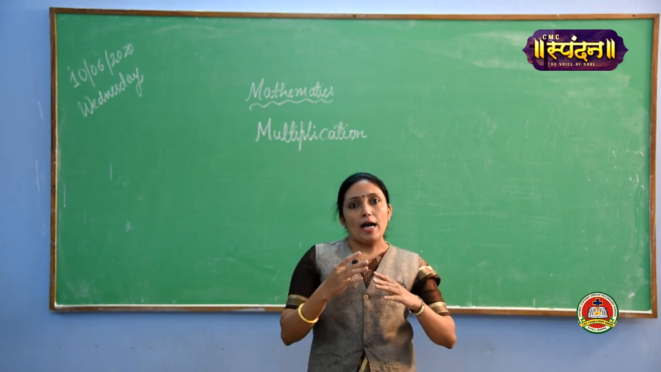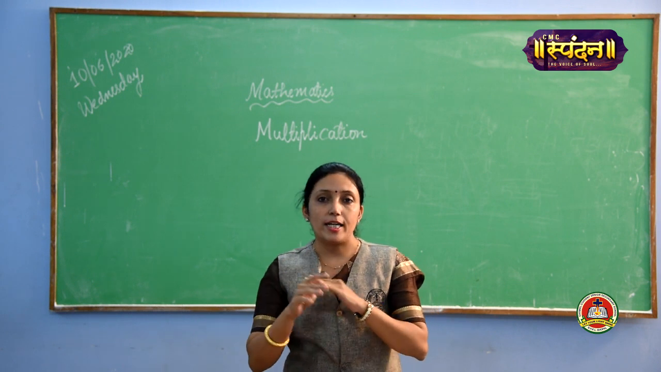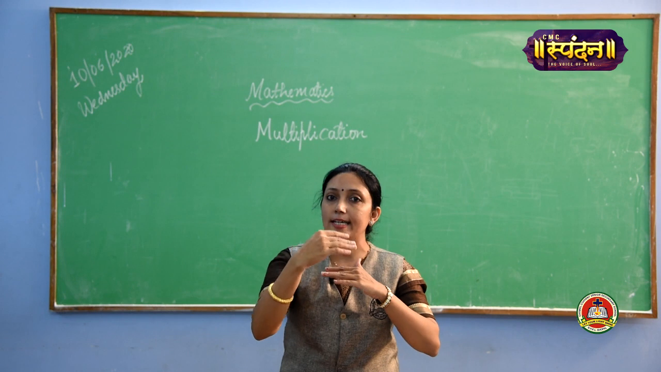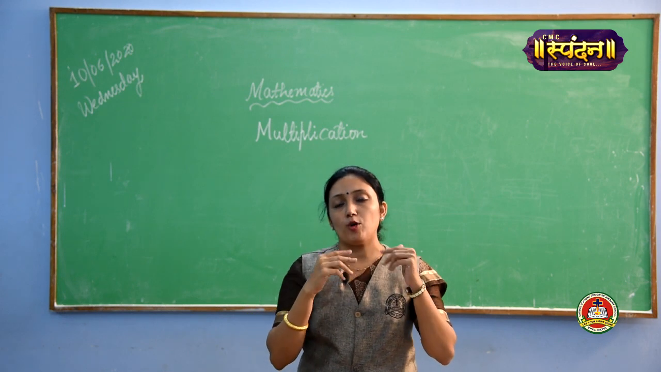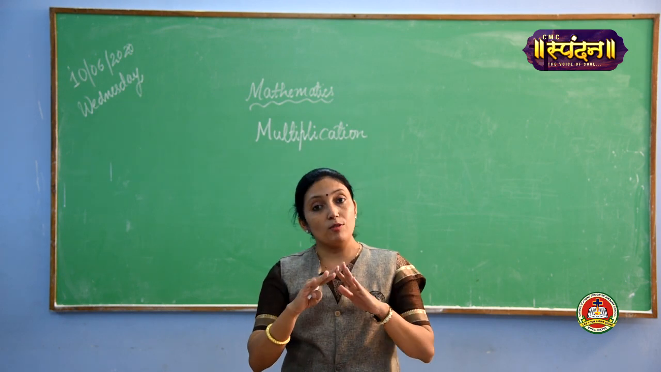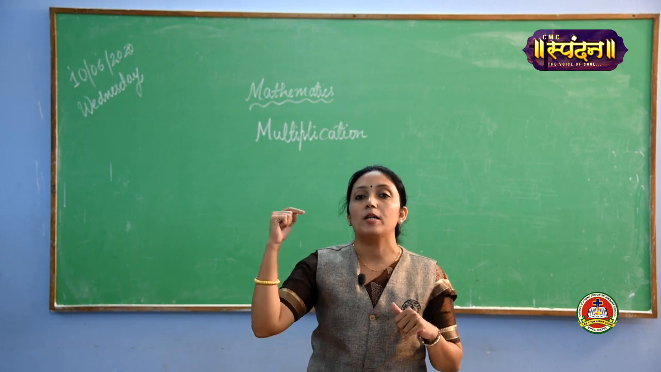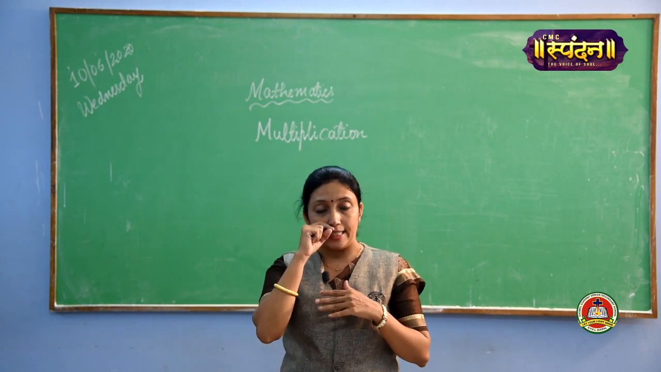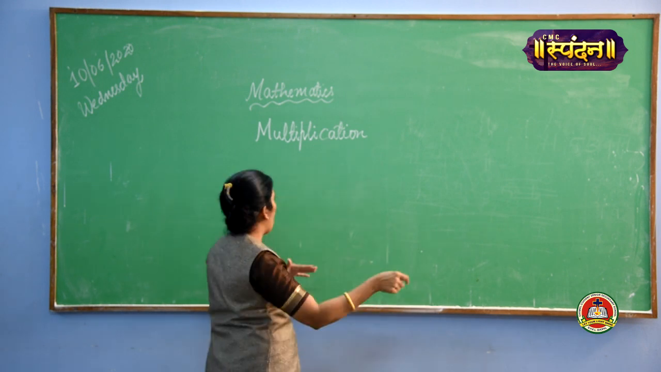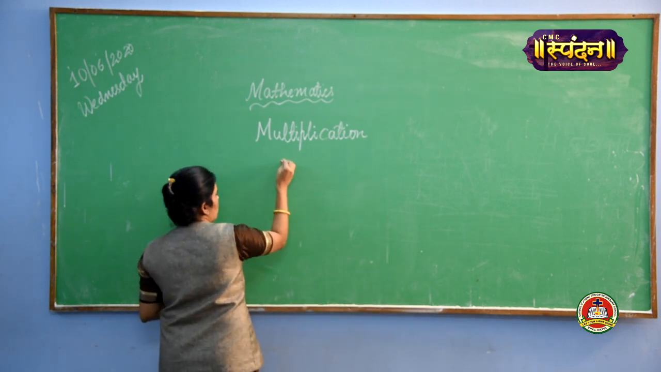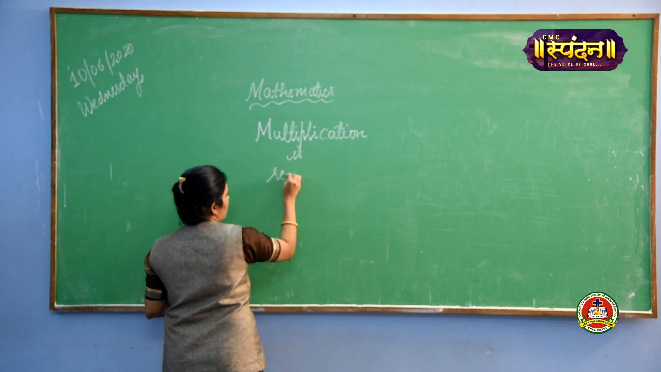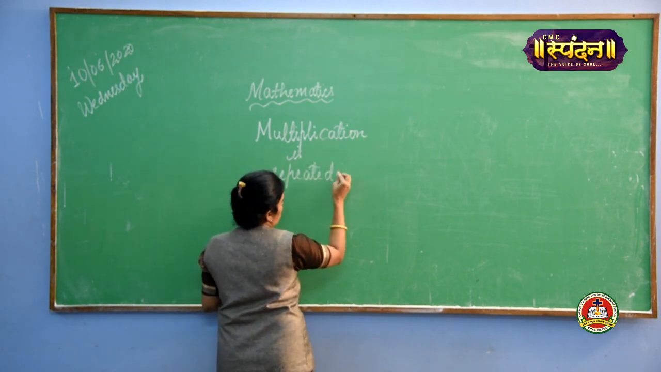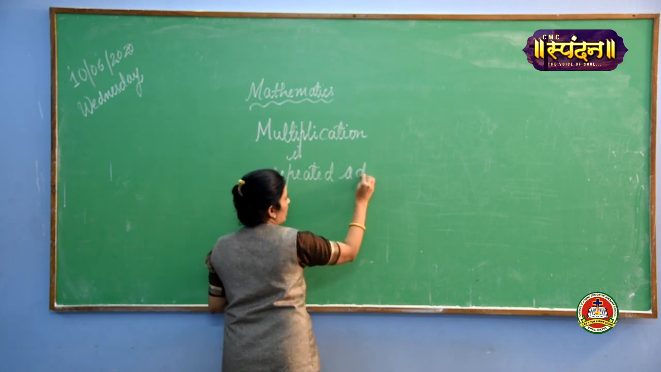See, I am adding 2 plus 2, I know it is 4. Again I am adding 2 plus 2 plus 2. So it is repeated again and again. What is 2 plus 2? It is 4. Then what is 2 plus 2 plus 2? It is 6. So how am I getting the answer? See, it is repeated addition. So multiplication is repeated addition. What is multiplication? Repeated addition.